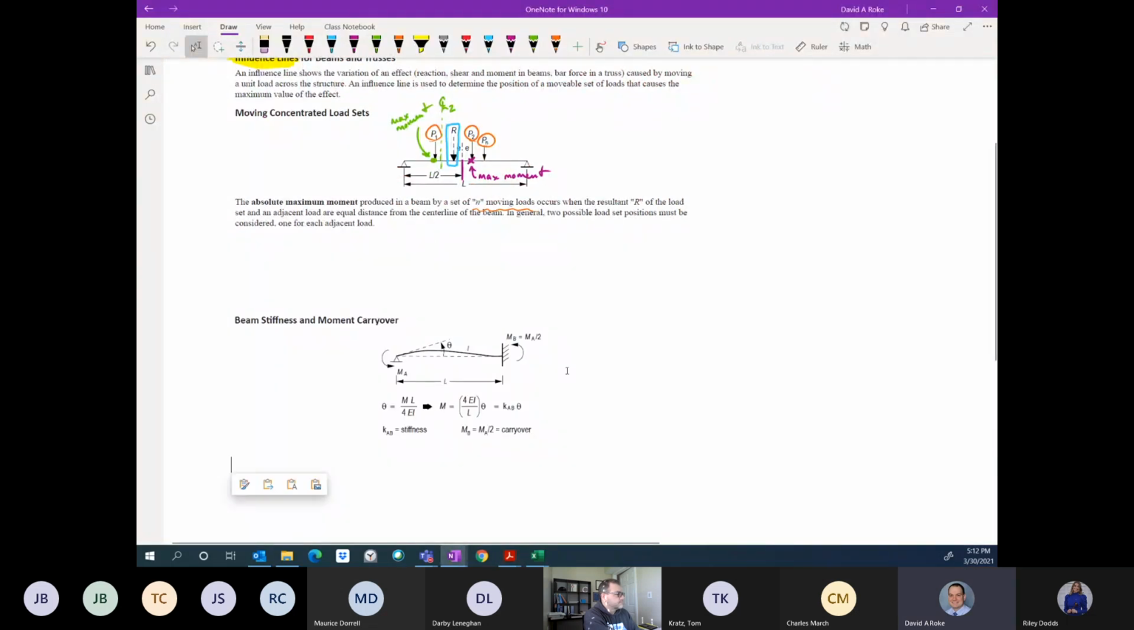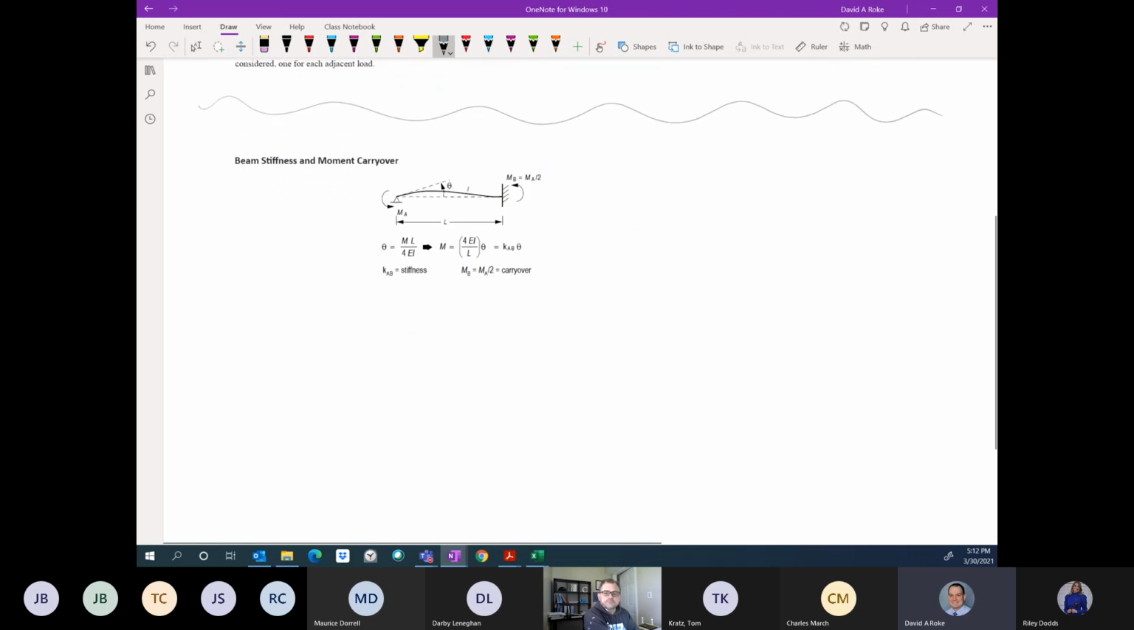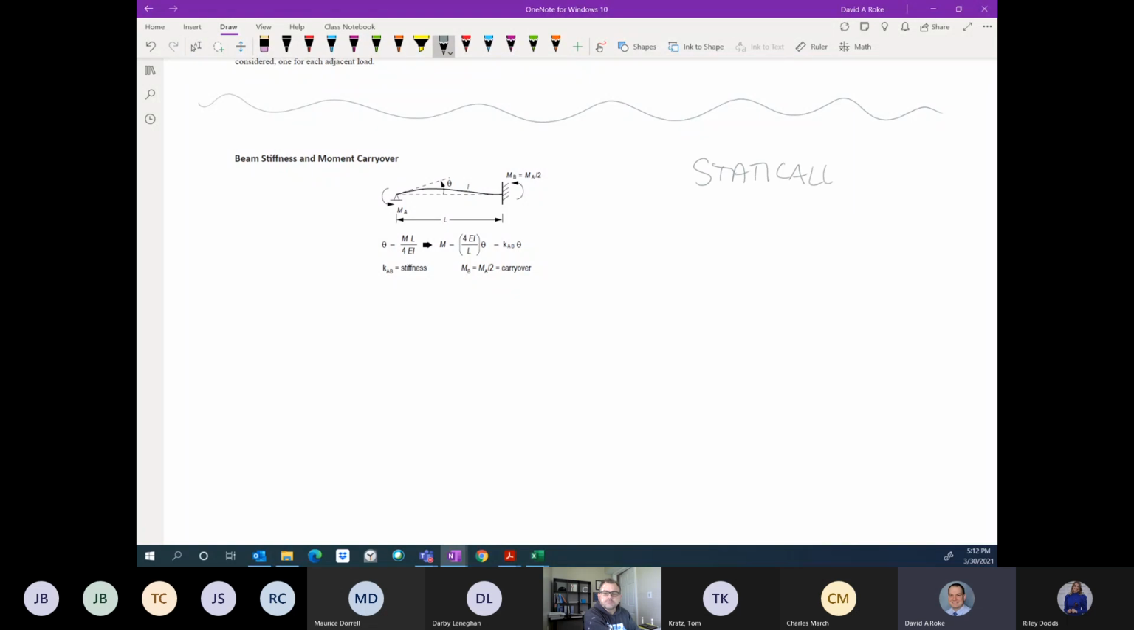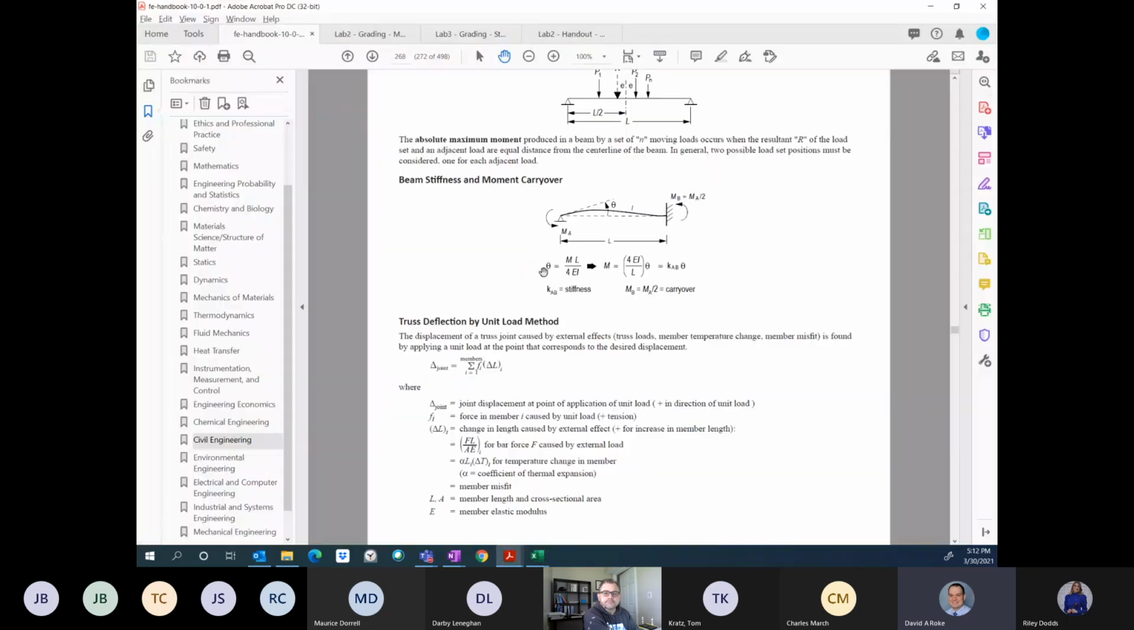So I'm going to put a little divider here. So that first set of material is related to influence lines. Our second set of material is related to statically indeterminate structures. Because, of course, in statics, you learned how to manage statically determinate structures.